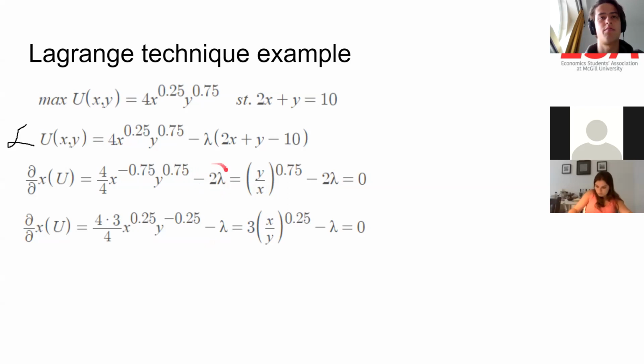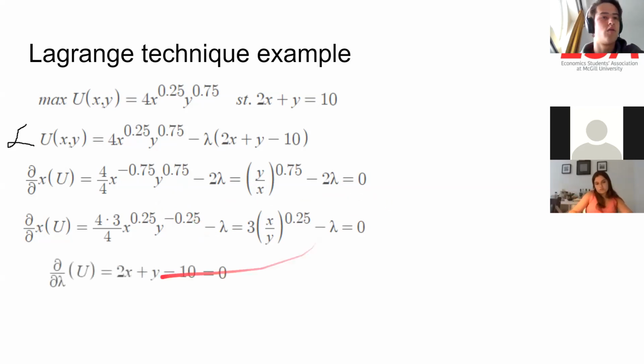I kind of skipped a step. So here what we would do if you want to write it the full way is we'll distribute lambda across our brackets. So it'll become minus 2 lambda x minus lambda y plus 10 lambda. So what we end up with here is those two variables, or those two partial differentials.